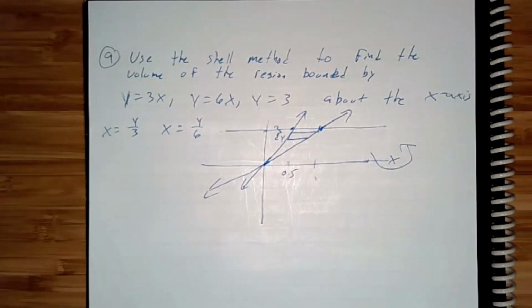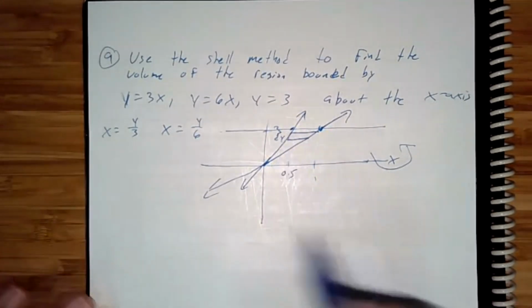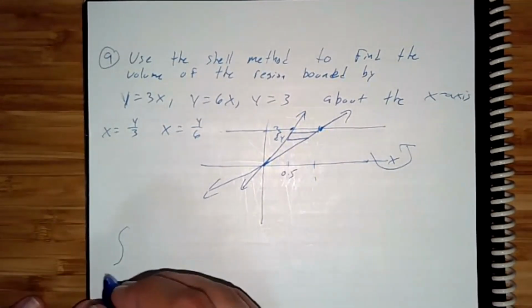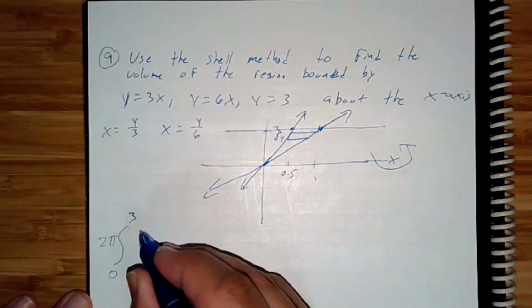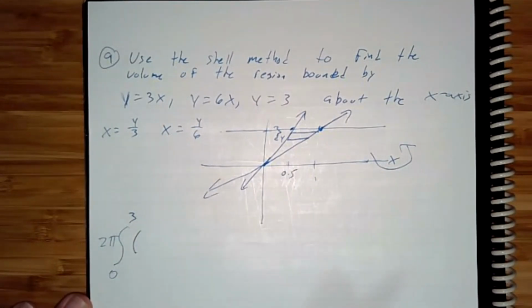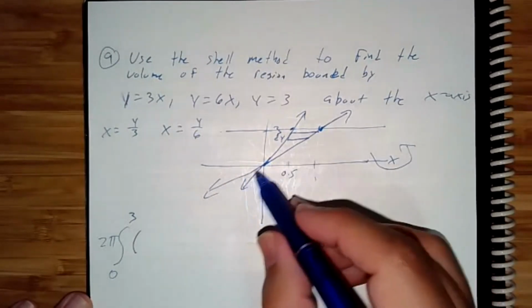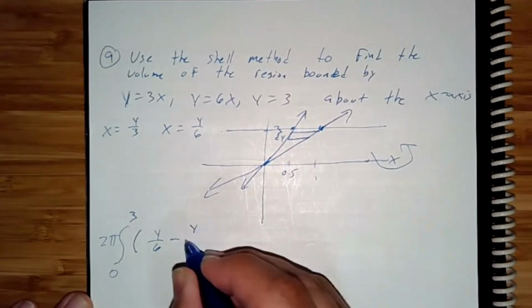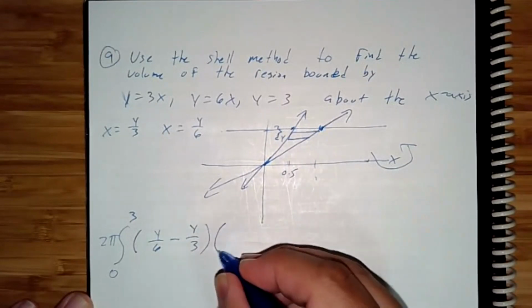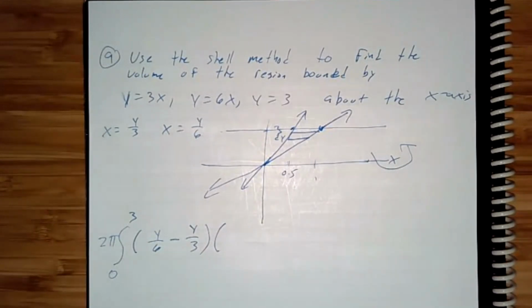Okay. So since we're doing dy, we're going to do the right minus the left. So the integral will be based on the y, 0 to 3. That part's no big deal, right? 2 pi is the formula. So the right side is y over 6. The left side is y over 3. So this is my height. What is rho going to be? 0.